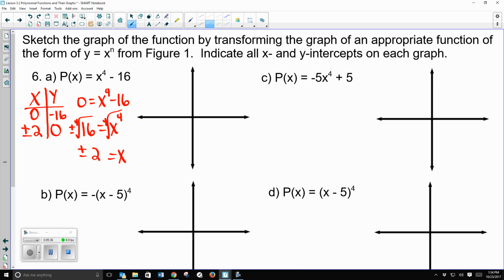So this, we'll let the y-axis be, well, the reason I have this instead of a regular graph, we're just going to say that this is negative 16. And then we'll let this be negative 2, and this be positive 2. Those points on the graph.